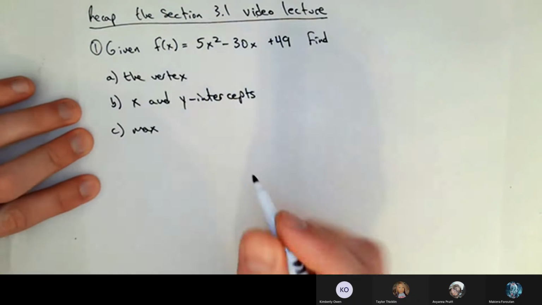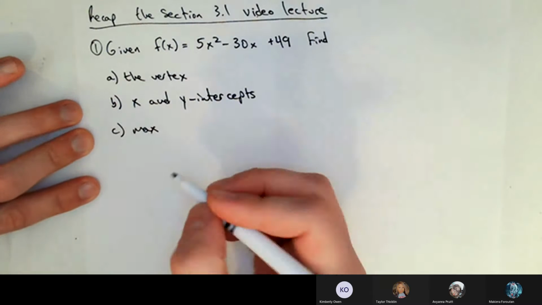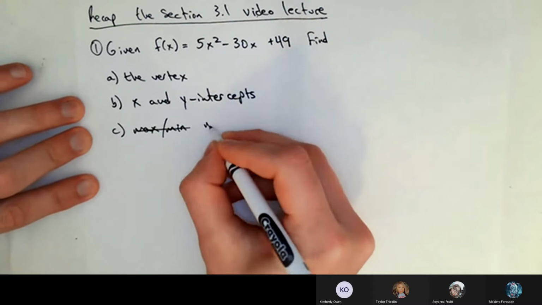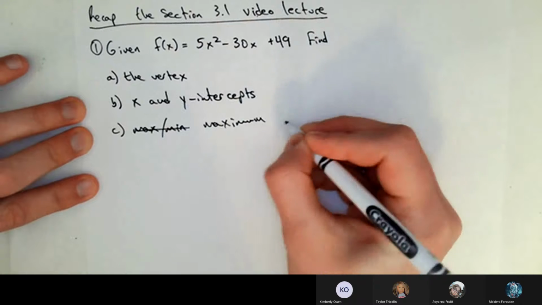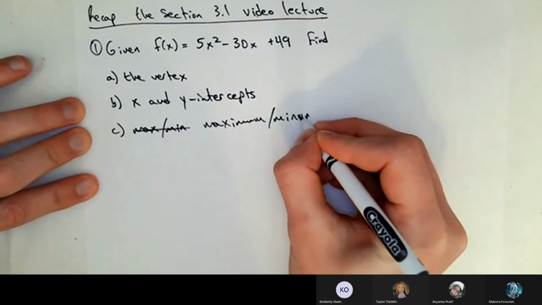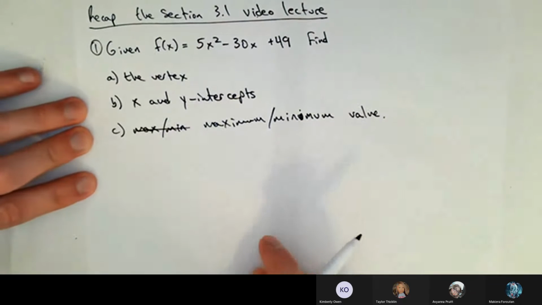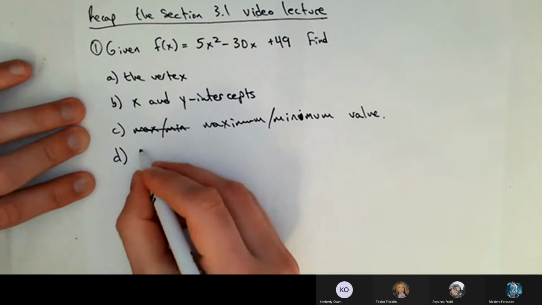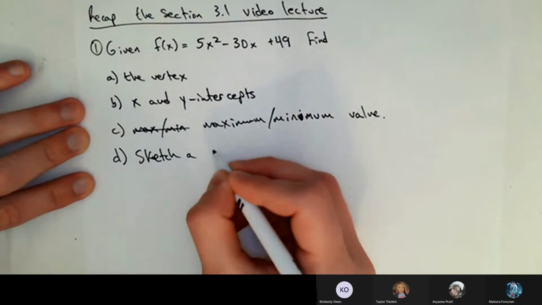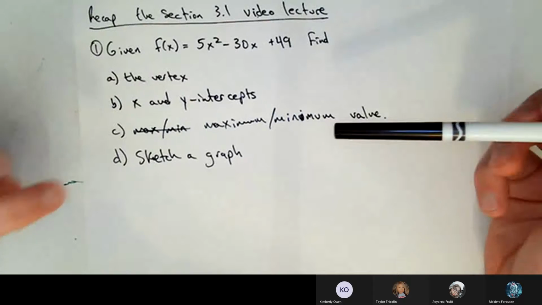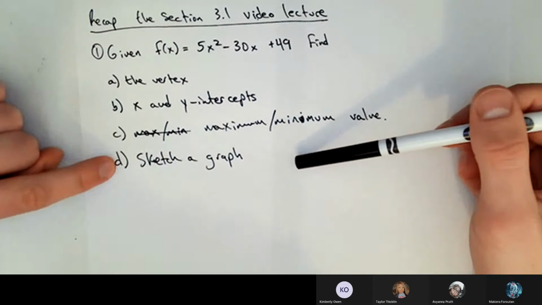Now we did not talk about that, or I did not talk about this in the video lecture. This is going to be a new thing. Find the maximum or minimum value. Oops, minimum value. So we're going to talk about that in more detail. And D, finally, I also want us to be able to sketch a graph. This is a little bit different than the examples I set up in the video, because in the video I say vertex, x and y intercepts, domain and range, and then a sketch.